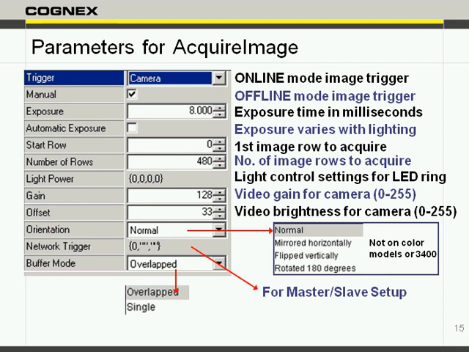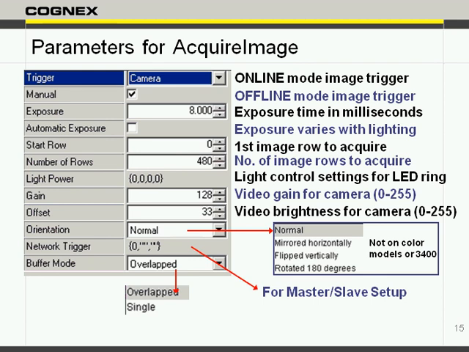Most of our cameras come with a light ring installed on them, the 5400 series, although that is considered an option. You can set the video gain for the camera, and you can set the video brightness for the camera. Next is orientation, where you can set normal, mirrored, flipped, or rotate 180 degrees. As you can see there in the note, this is not available in the color cameras or in the 3400.